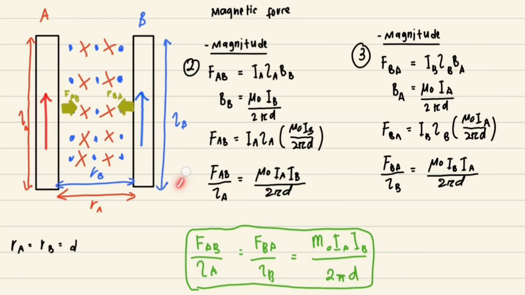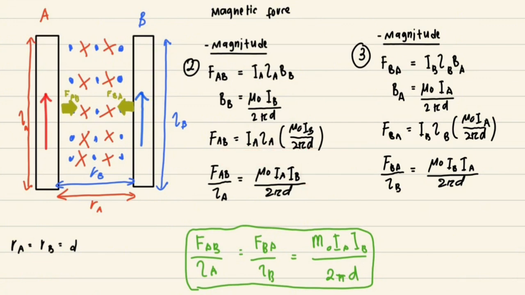Let's go to the derivation of the formula for the magnitude of FAB over LA. Here, this is FAB and this is BB. FAB is already informed, while BB is known as the magnetic field produced by B. Let's combine both of these equations into one, which will turn into this. If we further derive it, this will be the end result.